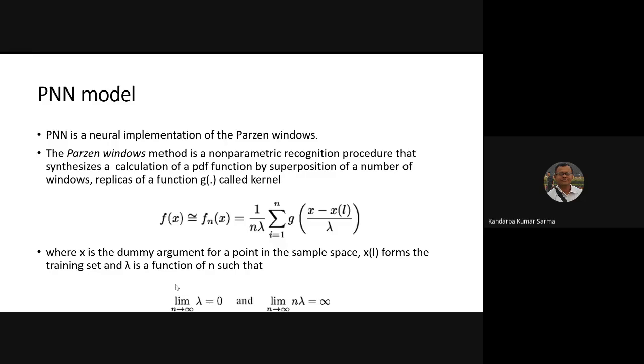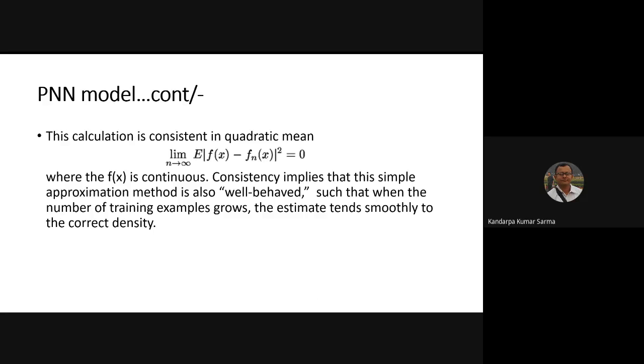Small xl forms the training set, and lambda is a function such that limit of lambda for large n tends to 0, and limit of n times lambda, when n is scaled to infinity, will reach an infinite value. So this particular Parzen window technique is crucial for the working of the PNN.